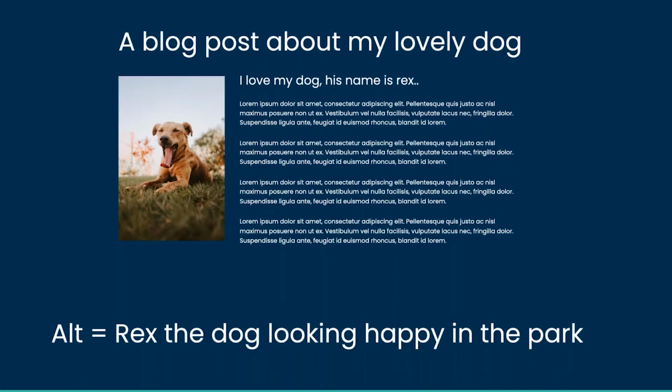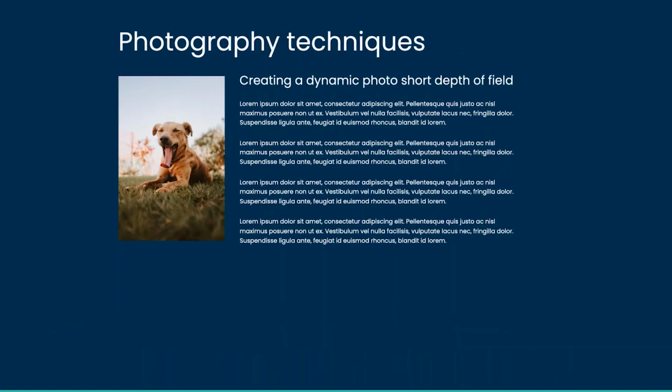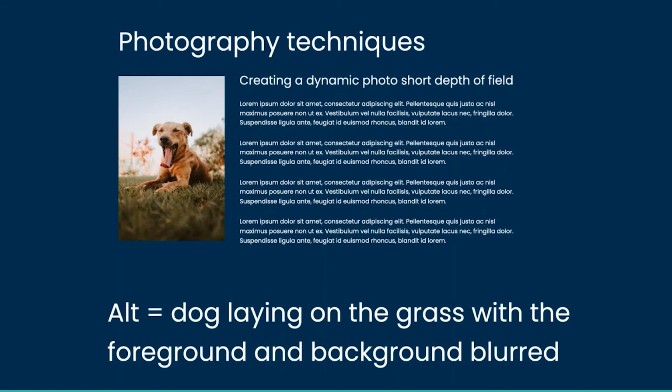But if we change the context of the page, but you still have the same image, you'll see that you may not necessarily have the same alt text. So let's say we're using the same image in a photography blog this time, and it's talking about creating dynamic photos. You may have something slightly different. So the alt text may be dog laying in the grass with the foreground and background blurred. You may be describing some sort of photographic technique with this on top of what the actual subject is.